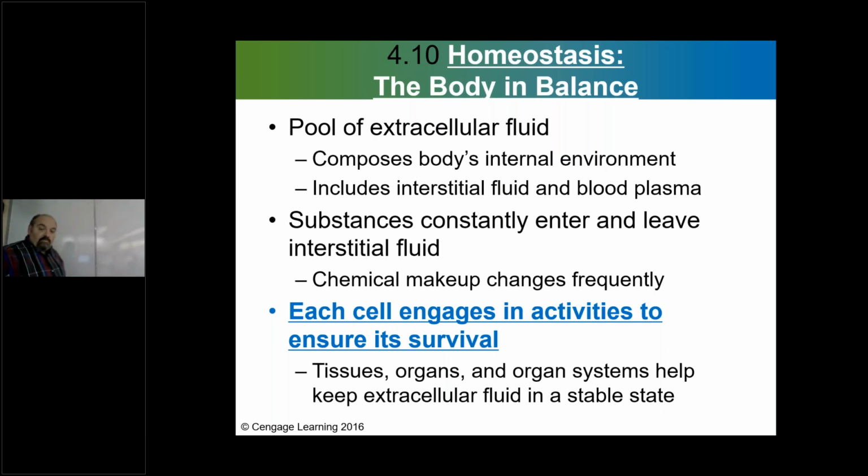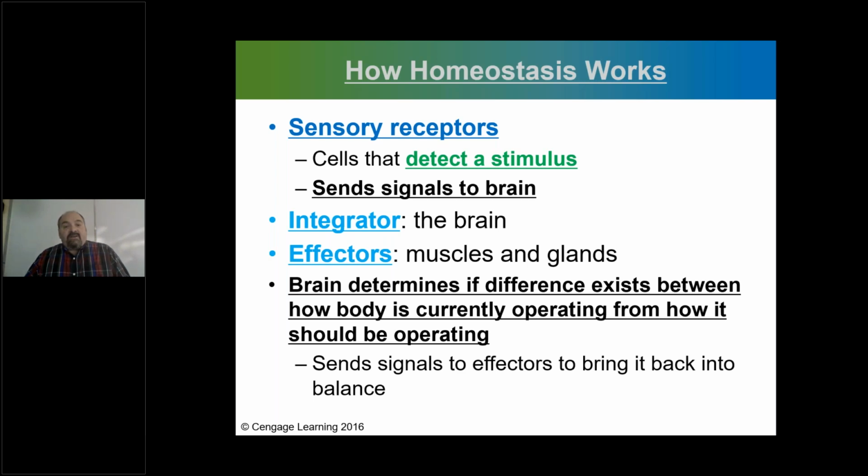Now, how does homeostasis work? How does the body maintain the proper chemical levels, the proper temperature, the proper blood pressure, respiratory rate, how you breathe? How many breaths you take in a minute, that's your respiratory rate, right? All of these different processes in the body are monitored and maintained. You'll see here sensory receptors, an integrator, and an effector.